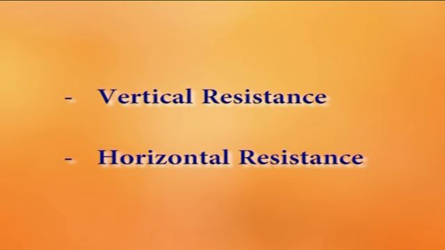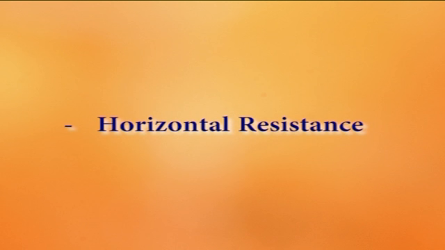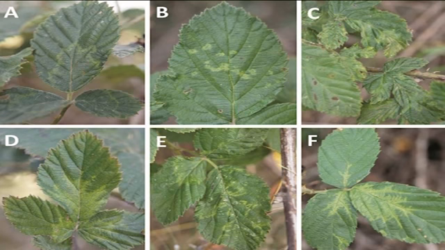Next, based on biotype reaction, it is divided into two types. They are vertical resistance and horizontal resistance. Moving to vertical resistance, it is effective against specific biotypes, also called specific resistance. Horizontal resistance is effective against all the known biotypes, and it is also called non-specific resistance.